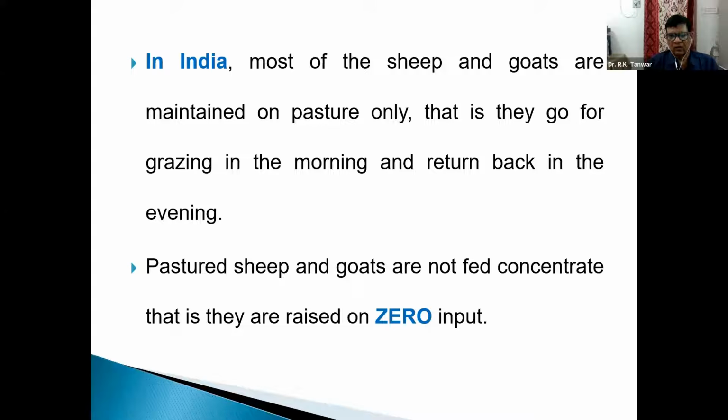Pastured sheep and goat are not fed concentrate, as far as I know, because I have asked many flock owners and they say we don't provide any concentrate to our animals. So this is one reason they don't get adequate body weight, and so we call it a zero input.